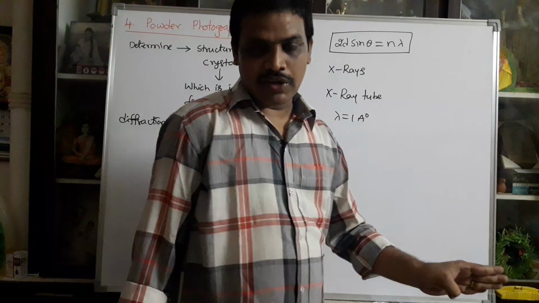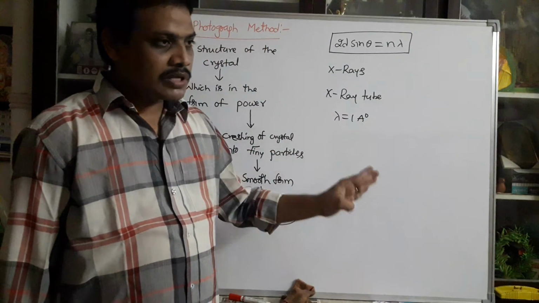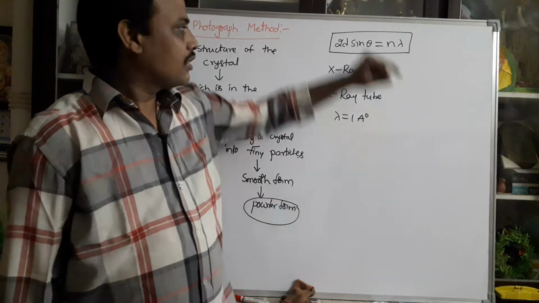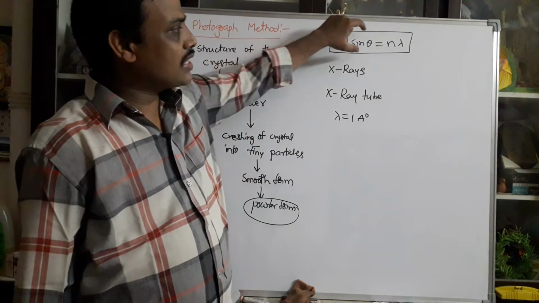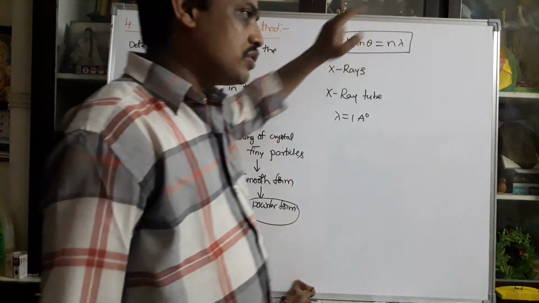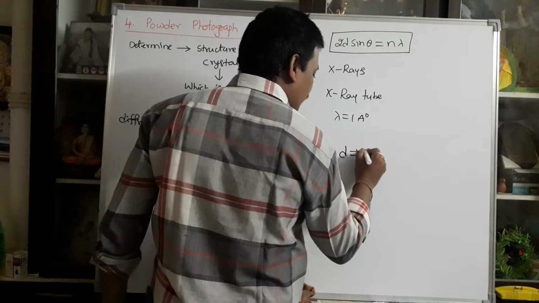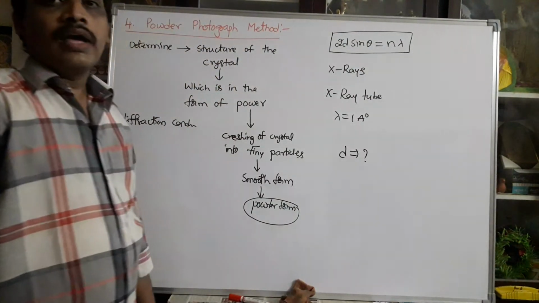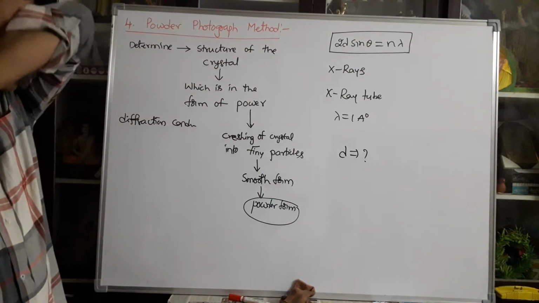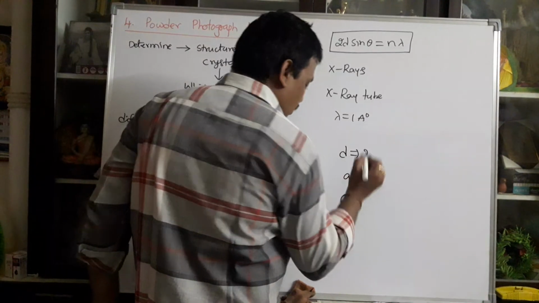Once the diffraction phenomenon has occurred, the crystal must obey the diffraction condition. The diffraction condition is 2d sin theta equals m lambda. Based on this condition, you can determine the interplanar distance. First, you calculate the interplanar distance. After that, you can determine the lattice constant.